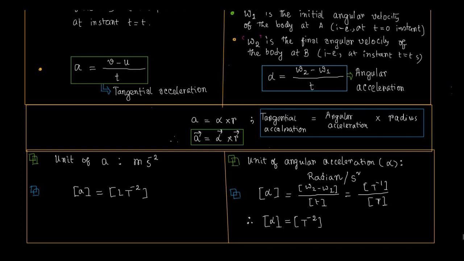In this way, we can find the dimension of angular acceleration alpha. Dimension of alpha is equal to t to the power minus 2. This is the dimensional formula of angular acceleration.